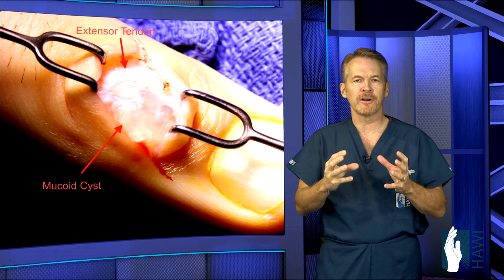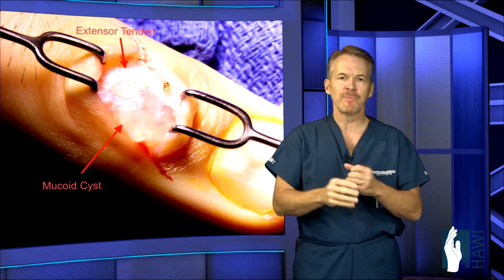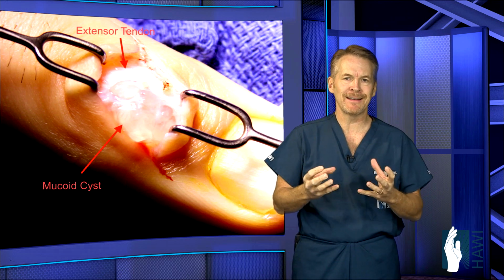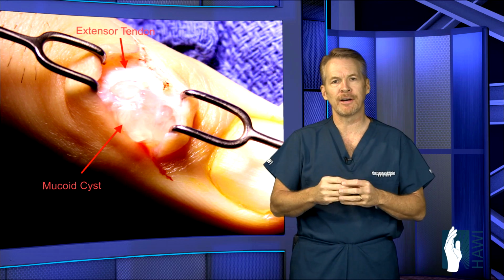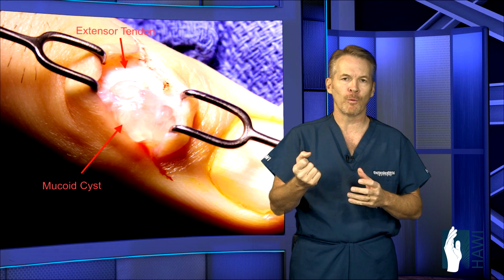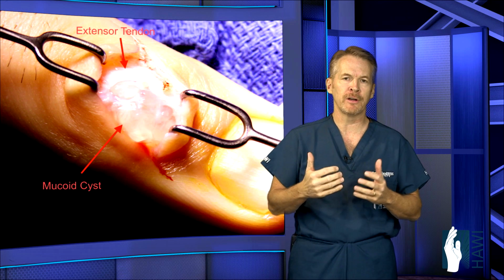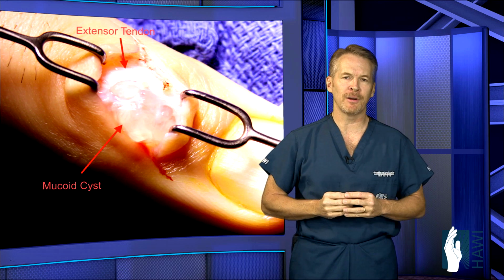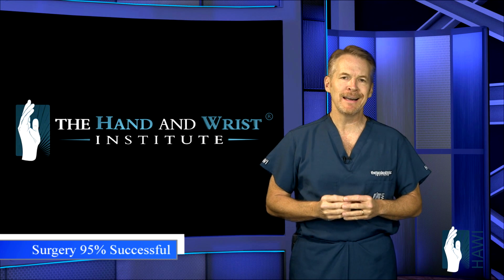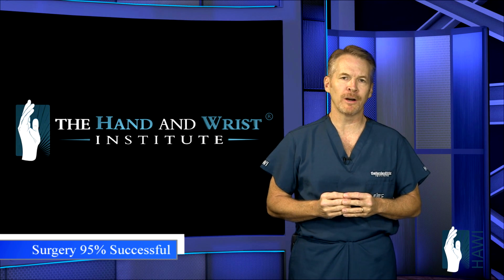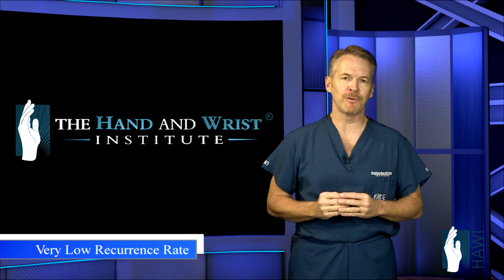So those stitches are going to be in after this little dressing. The stitches will be in for about 10 days. You come back to the office after the initial wound check, 10 days later to get those stitches out. You'll start range of motion right away after surgery to prevent stiffness, therapy in some cases. Overall, this is highly successful surgery, about a 95% success rate, and there's less than a 5% chance of recurrence.